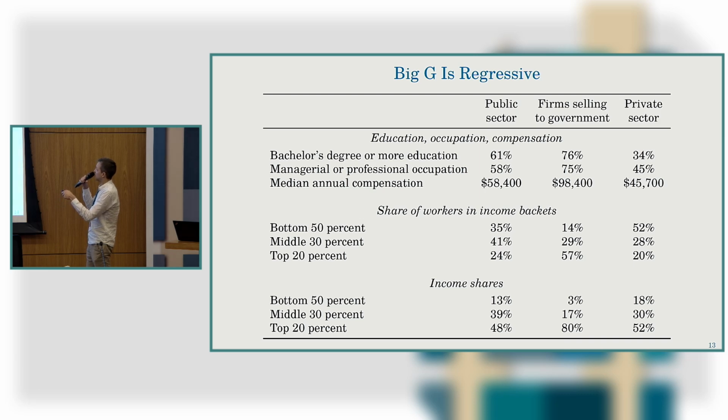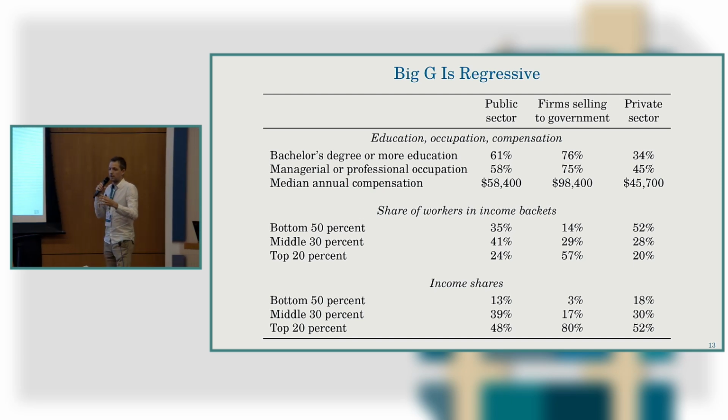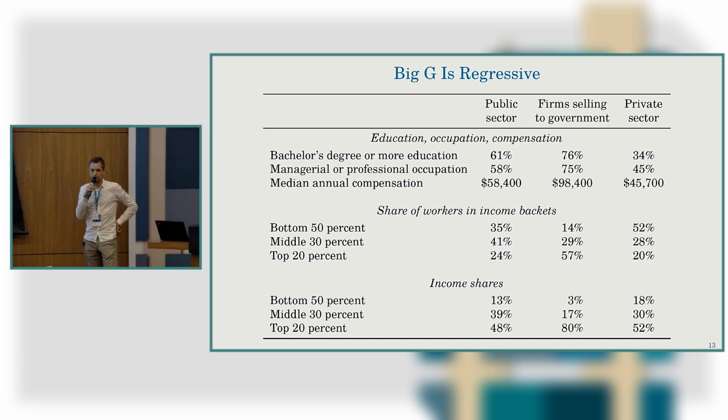So these are firms that sell to the federal government. The firms that sell to the federal government tend to be bigger, tend to pay higher wages, and to hire more educated workers. So here the same figures apply. So firms that sell to the government are even more unequal than all firms in the economy.